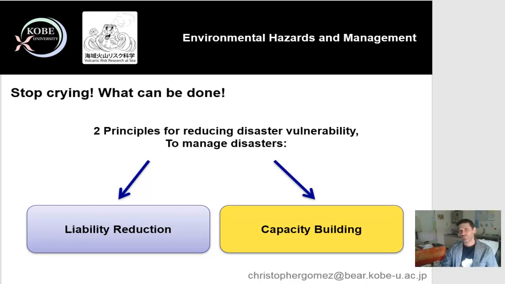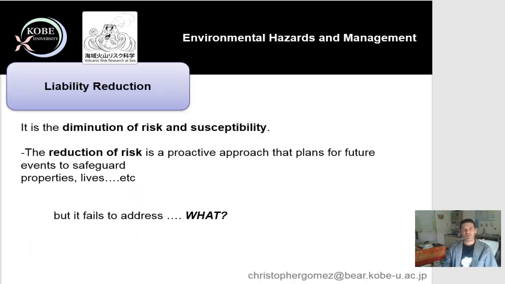So, what about we stop crying about all those things, and look at what can be done? There are two principles, at least two, there are others of course, for reducing disaster vulnerability and managing disasters: liability reduction and capacity building. Liability reduction is the diminution of risk and susceptibility, the reduction of risk, which is a proactive approach that plans for future events to safeguard properties, lives, etc.